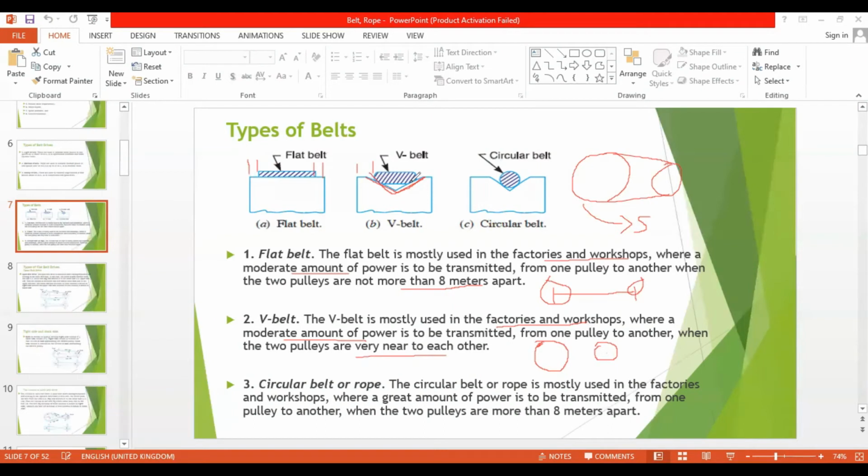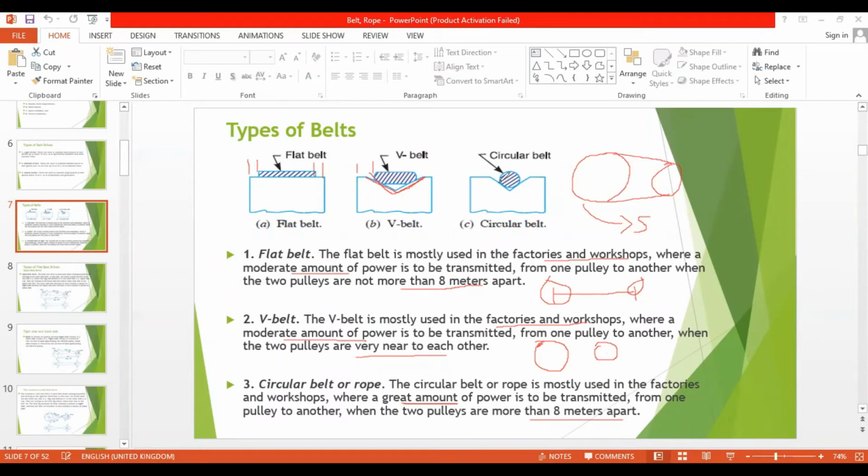Then I have the circular belt or rope. Circular belt or rope is mostly used in factories and workshops where a great amount of power is to be transmitted from one pulley to another when the two pulleys are more than 8 meters apart. So if the two pulleys are more than 8 meters apart, and it is necessary to transmit huge power, then we will go for this circular belt.